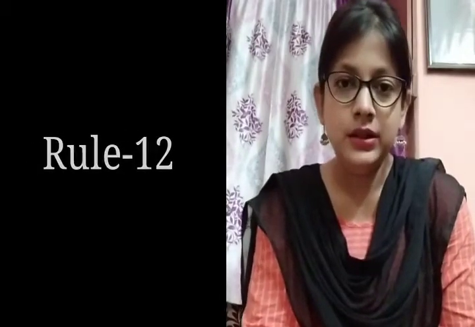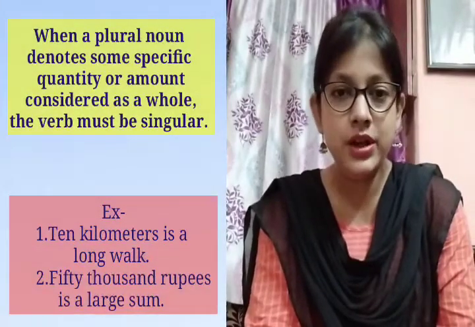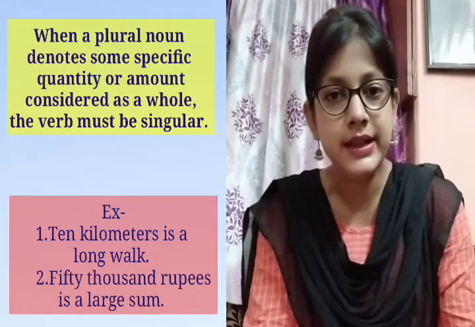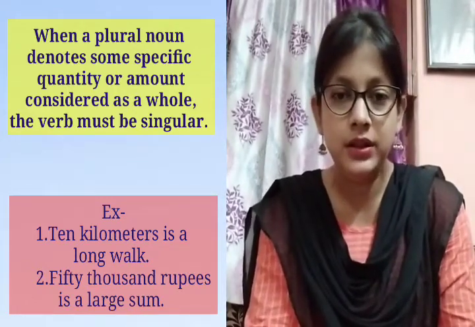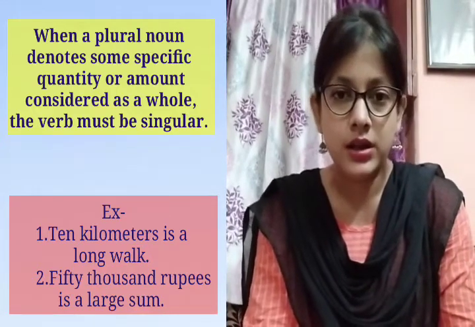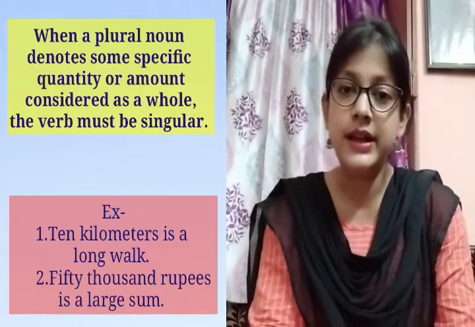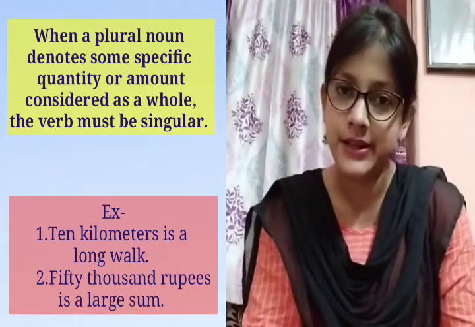Next is rule number 12, that is the last. When a plural noun denotes a quantity or an amount and is considered as a whole, it takes a singular verb. For example, 10 kilometers is a long walk. Here 10 kilometers is plural in form but it takes a singular verb, that is placed after it. So these are the specific rules of subject-verb concord. These rules should be noted and learned by heart by everyone.